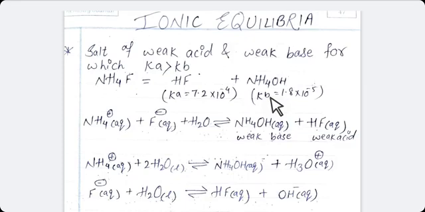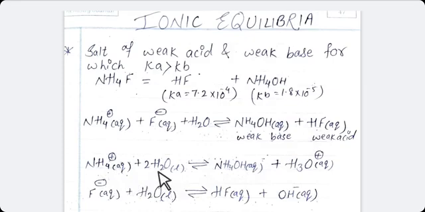Now, the salt is hydrolyzed as NH4⁺(aq) + F⁻(aq) + H2O. It gives NH4OH and HF. This is the reaction which indicates the hydrolysis of the salt. The acid HF is slightly stronger than base NH4OH. The two ions react with water, which is clearly seen by this reaction.